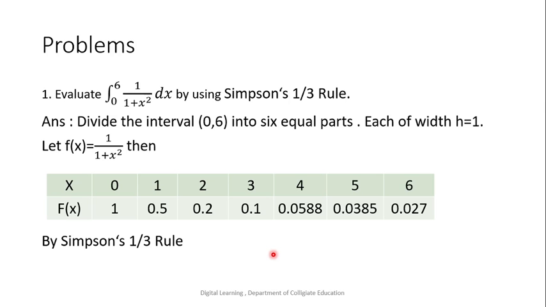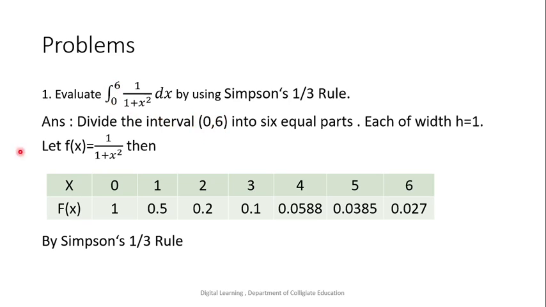Now we discuss some problems. The first one is: evaluate the integral from 0 to 6 of 1 by 1 plus x square into dx by using Simpson 1/3 rule. Here we divide the interval. This is the initial interval, this is the final interval, that is, lower limit and upper limit. The lower limit is 0 and the upper limit is 6.